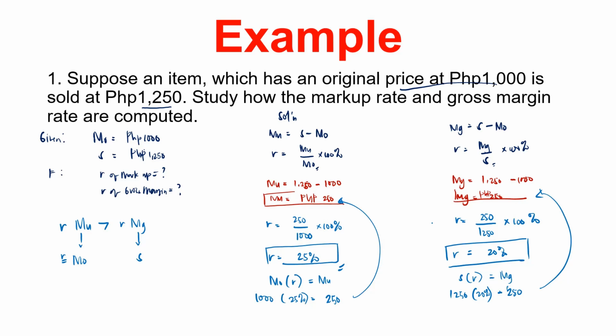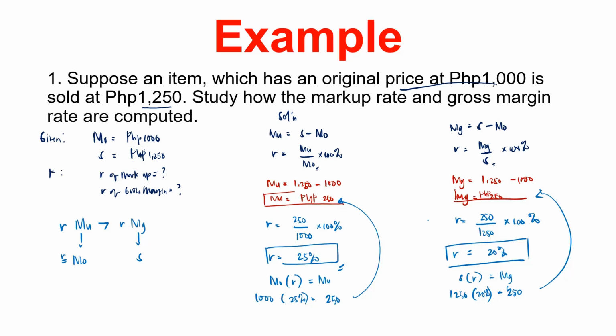Kasi si gross margin, ang tinitingnan niya kabuoang status ng company nyo. Si markup rate, ang tinitingnan lang ay si cost. So ayun yung pagkakaiba ng dalawa. The higher the profit margin, the more efficient the company. Note that the basis of the markup calculation is the cost, and the gross margin is the selling price.